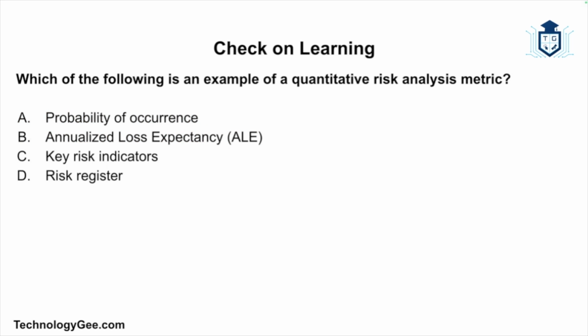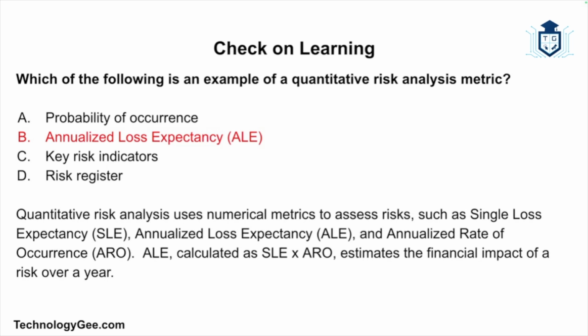And our final question, which of the following is an example of a quantitative risk analysis metric? Is it probability of occurrence? Is it annualized loss expectancy? Is it key risk indicators? Or is it a risk register? And the correct answer is it is an annualized loss expectancy.